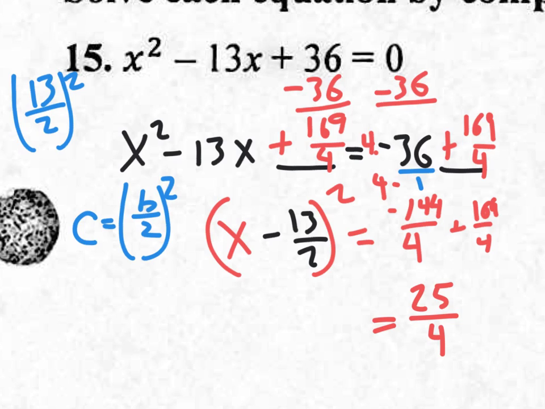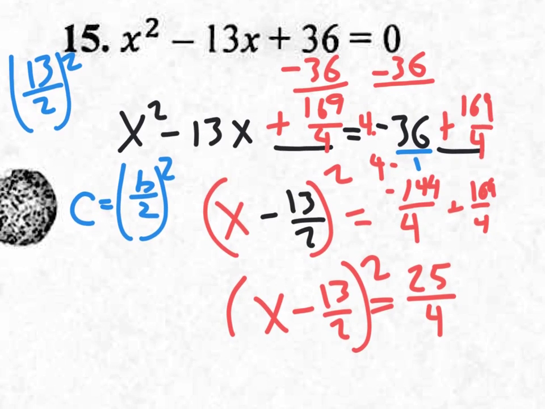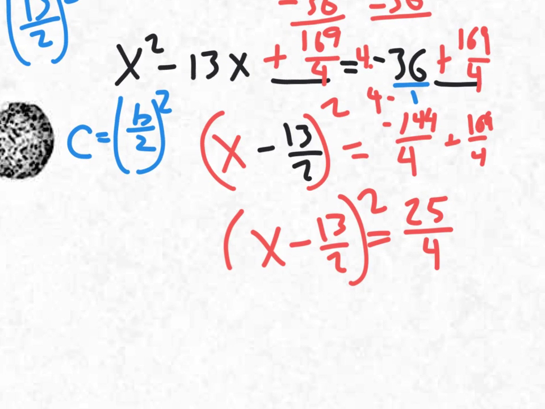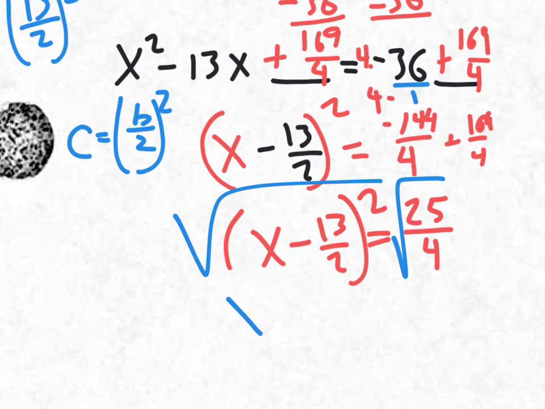Bring down the equal sign. You have an x minus 13 over 2 squared. So this is our new equation. We will have to square root and square root. So you will have x minus 13 over 2 equals, and we're going to split the square root since they're both perfect square numbers. Why did I put 24? Should be a 25.